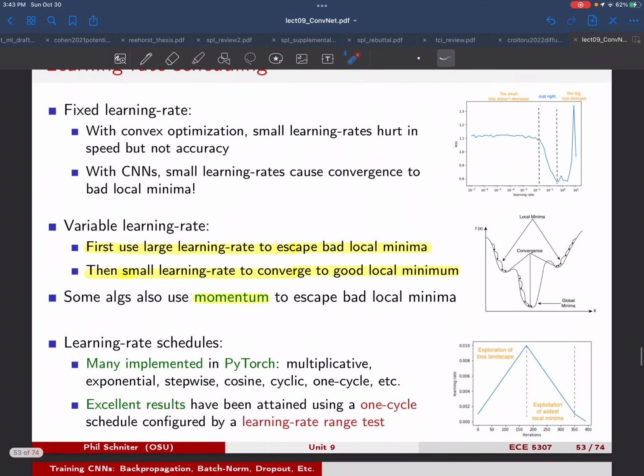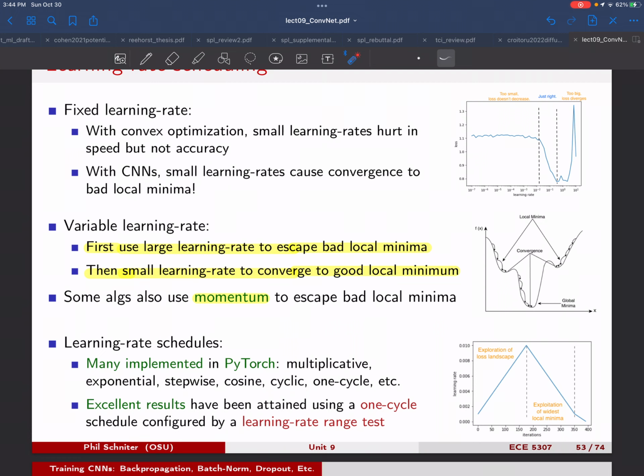There are many different learning rate schedules. The simplest one is to start with a large learning rate and make it smaller. But the question is how quickly do you make it smaller? There are ones that are multiplicative, exponential, ones that go in steps. There are cosine learning rates that go up and down and up and down, and other forms of cyclic learning rate.